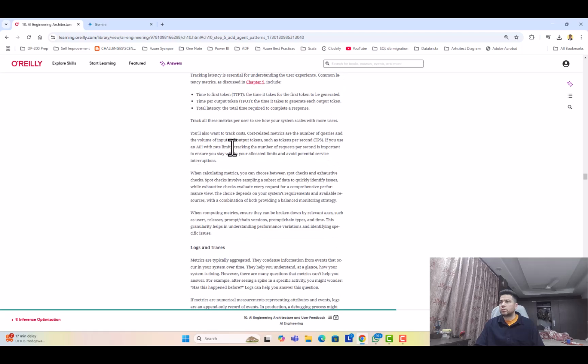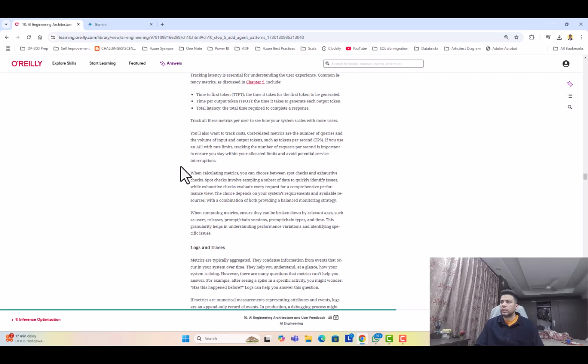You'll also want to track cost. Cost-related metrics are the number of queries and the volume of input and output tokens, such as tokens per second. If you use an API with rate limits, tracking the number of requests per second is important to ensure that you stay within your allocated limit and avoid potential service interruptions.